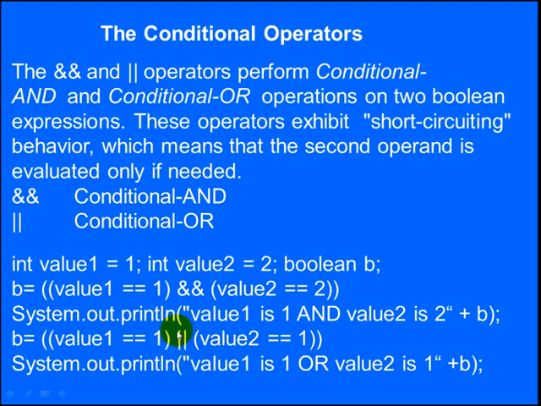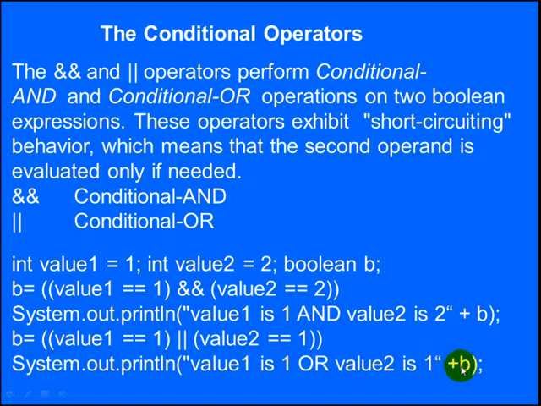So for true or false, it will not check this value. The reason is that we are using the OR operator, and here the circuit is complete. We say it's the short-circuiting behavior of these two operators, and the second expression is not even checked because the first expression gives us the true value. So true or false equals true in case of this conditional OR. So b equals true.